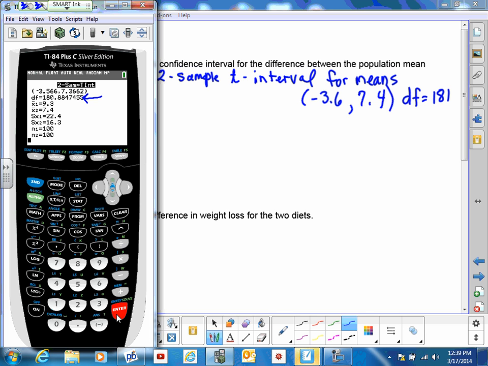Now, I honestly don't know how they get this number right here, because one sample's 100, the other sample's 100. Where did 181 come from? I've tried to figure it out, and I haven't gone into why that is. So we're just not going to worry about that. But we will write it down. You have to write it down. Otherwise, the person reading your test doesn't know which t distribution you used to make this computation.